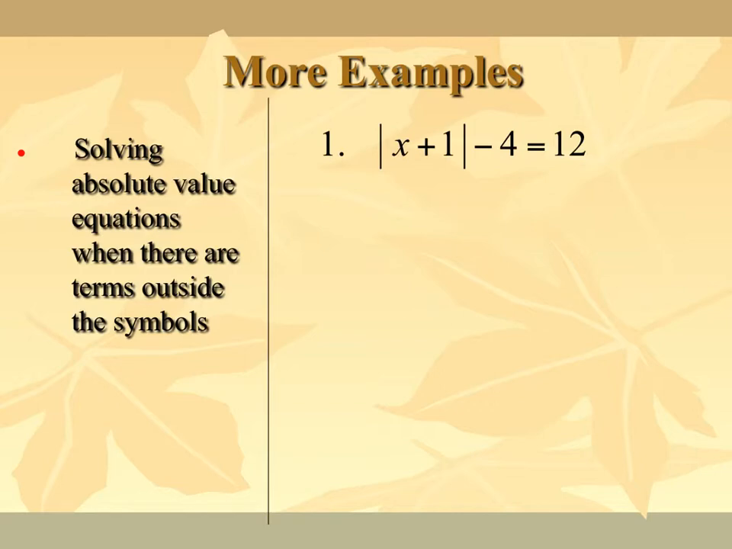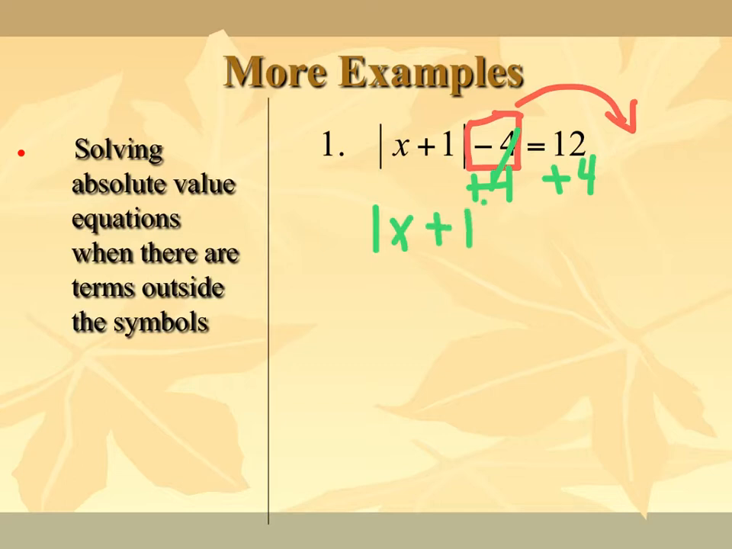Another example is when you have the absolute value equation when there are other terms outside of your symbols. So if you look, we have a -4 right here. And we only need just the absolute value on this side. So we need to move the -4 to the other side. Only way to do that is to do the opposite. So that's plus 4. So now we're left with the absolute value of x plus 1 equals 16.